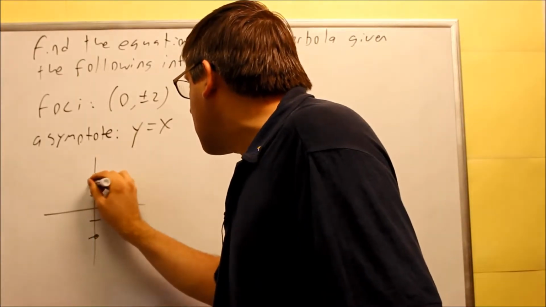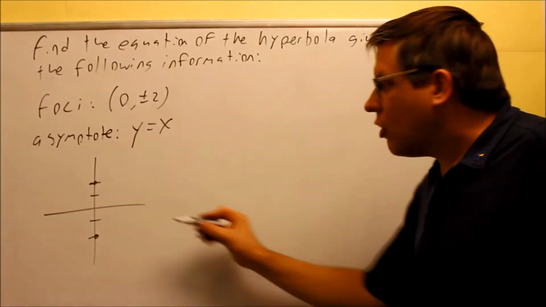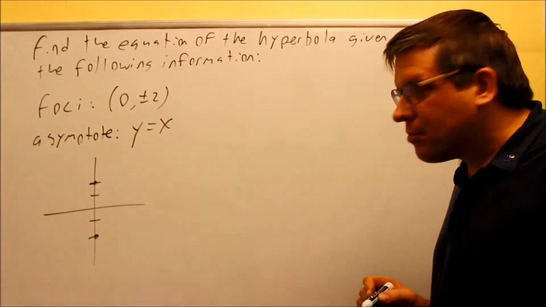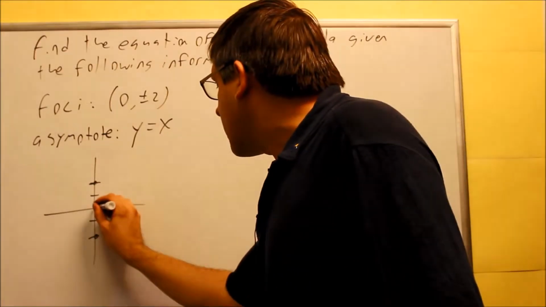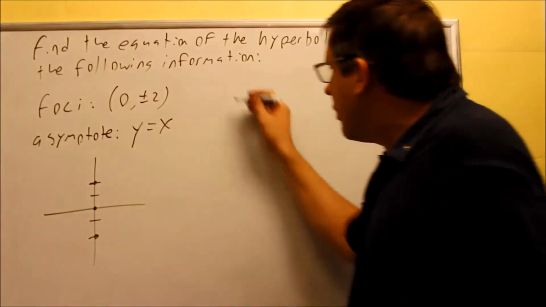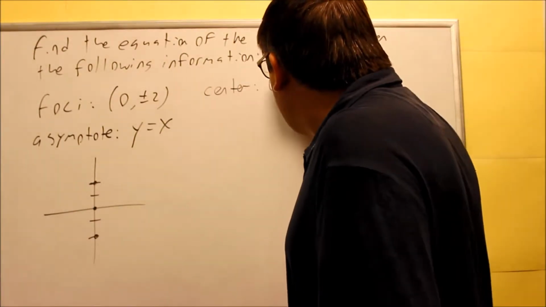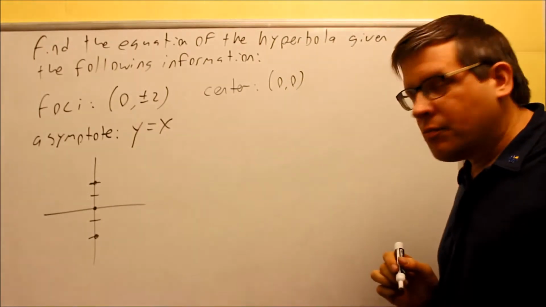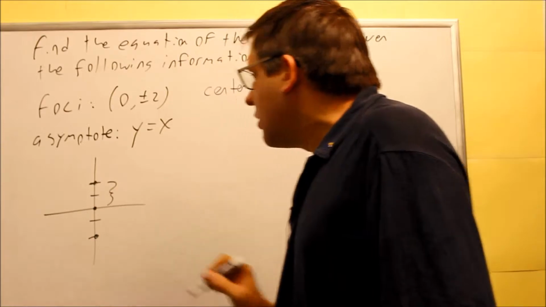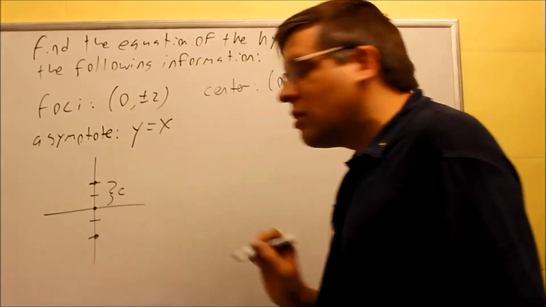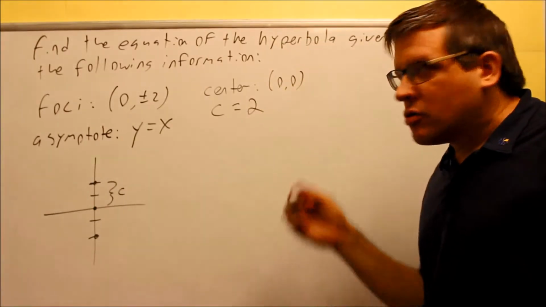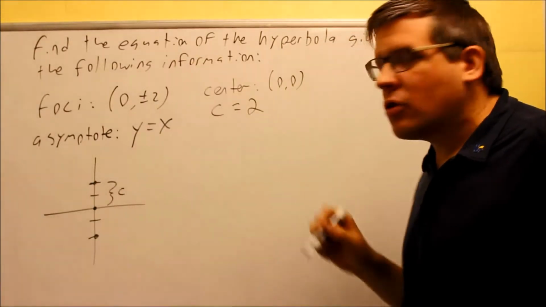That's going to tell us a couple things. It's going to tell us that the hyperbola opens up and down, because all this is going vertically there. We also know the center. The center is going to have to be exactly halfway between the two foci. So now I know that my center is going to be (0, 0). I also know that the distance from the center to the foci is going to be c. So I know that my c value should be equal to 2. So that's all the information that was provided from the first thing.